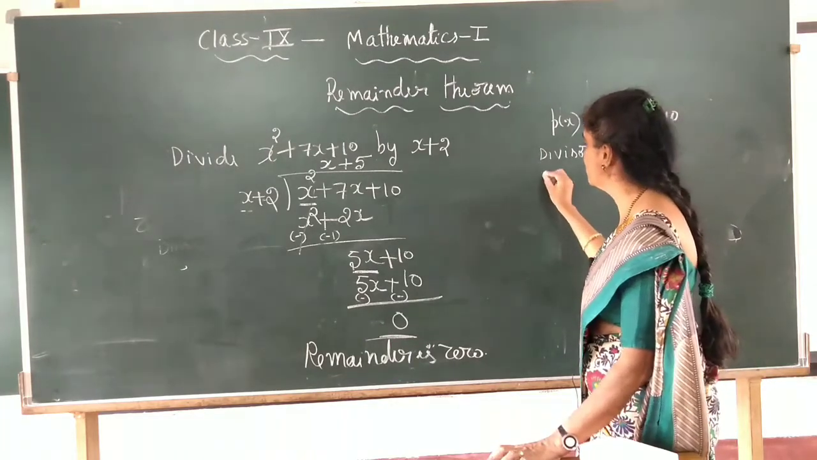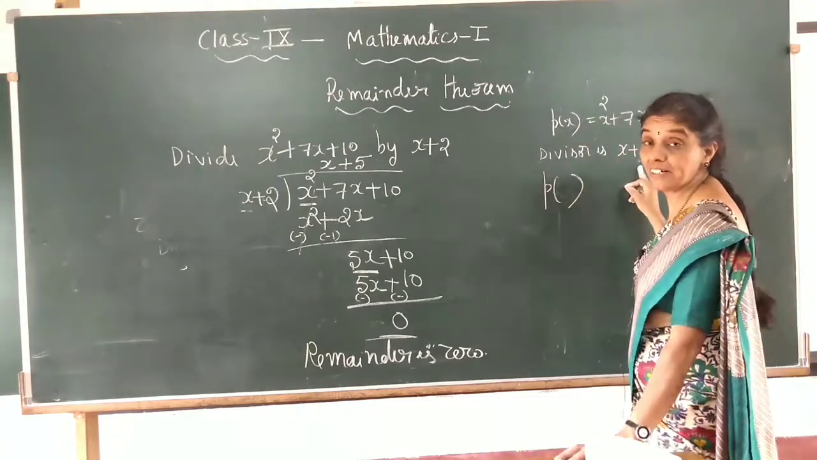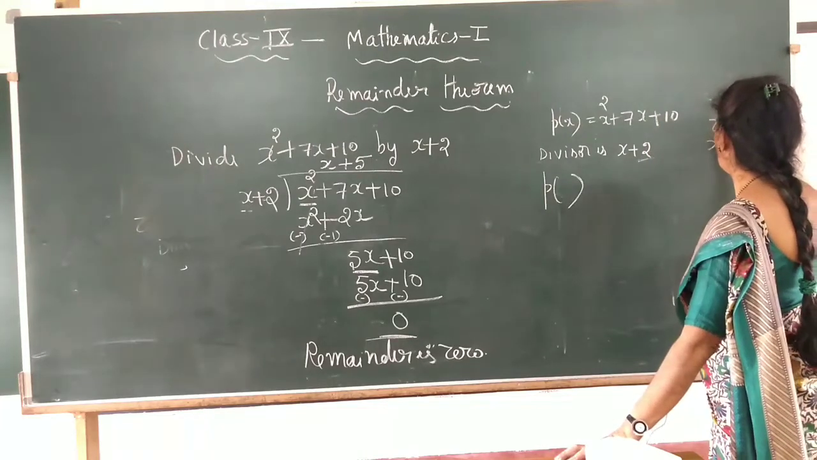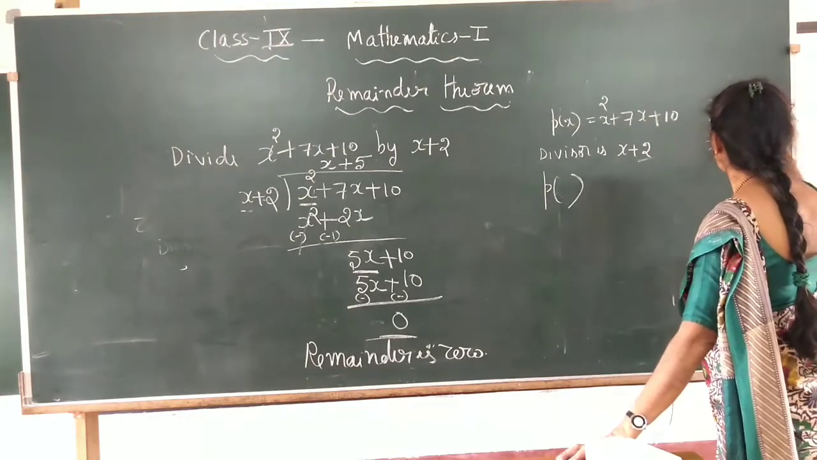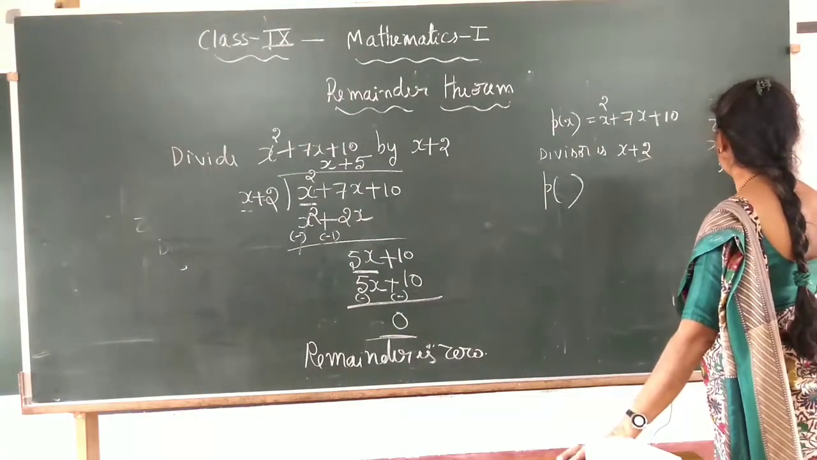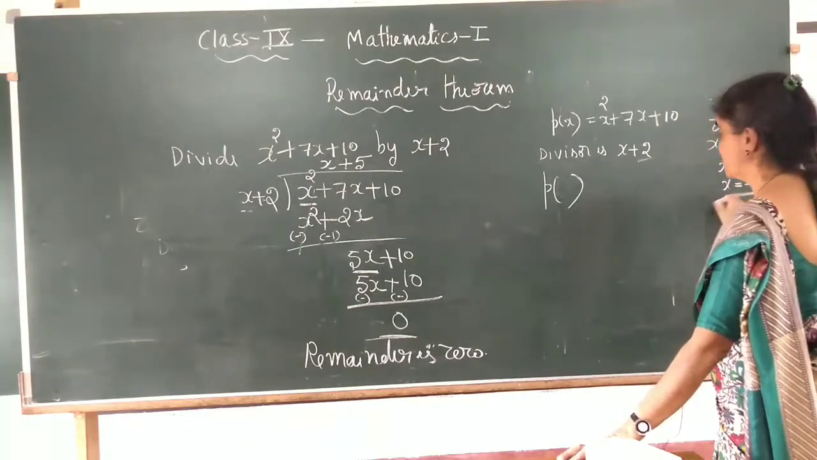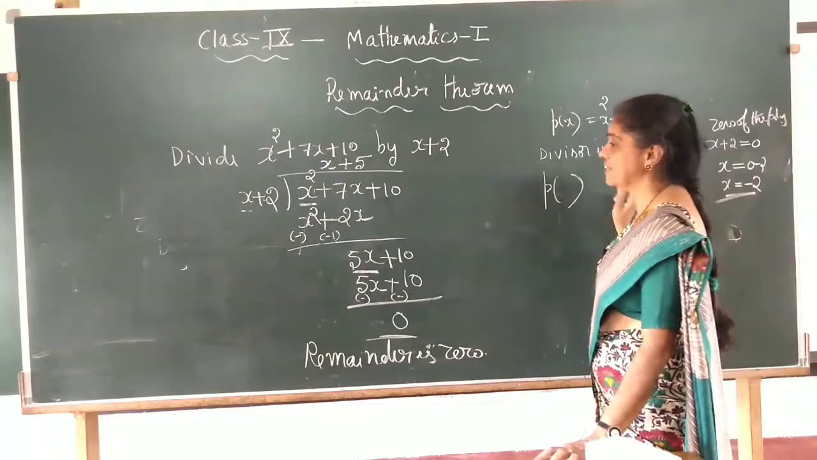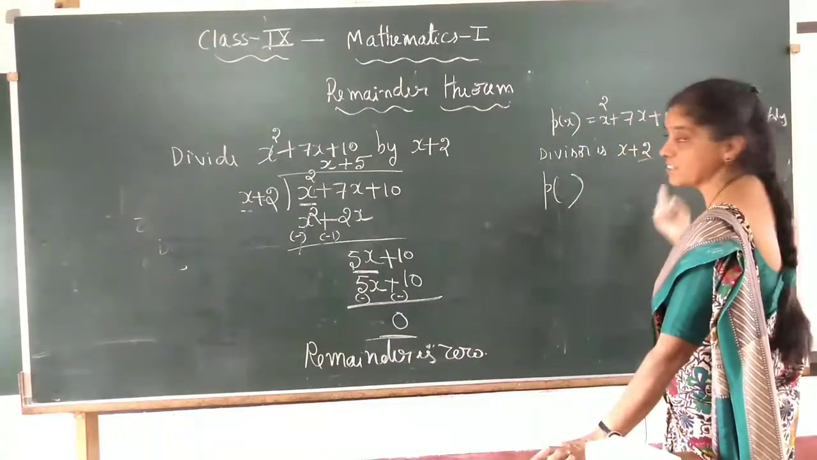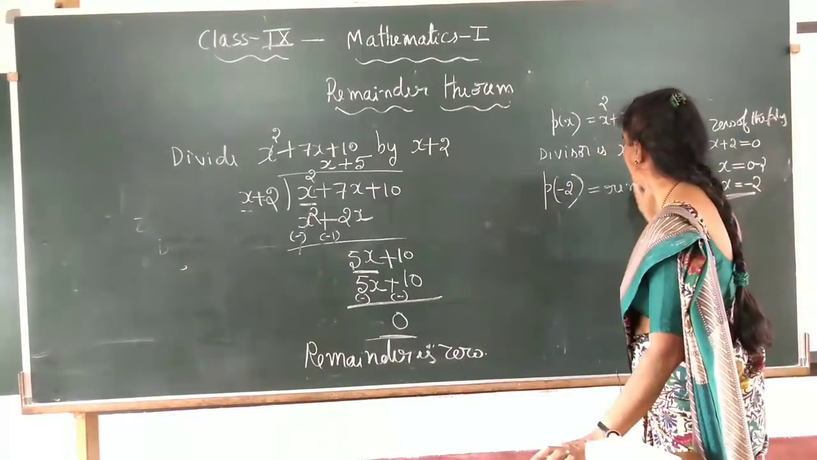Now what we have to do? Take that polynomial. In place of x, what we have to take? The zero of the polynomial x plus 2, that is, x plus 2 is equal to 0. So what we have to take? x is minus 2 we have to take. If it is plus a, it becomes minus a; if it is minus a, you have to take plus a. Here it is plus 2, so its opposite sign you have to take. This is the remainder.